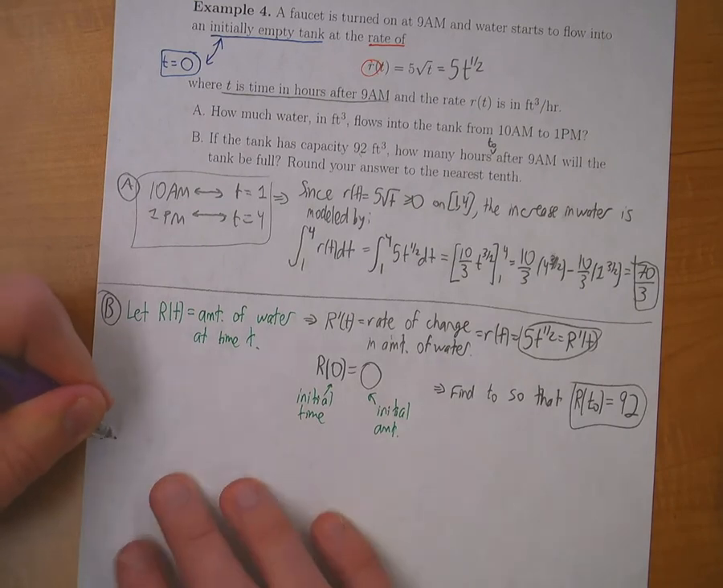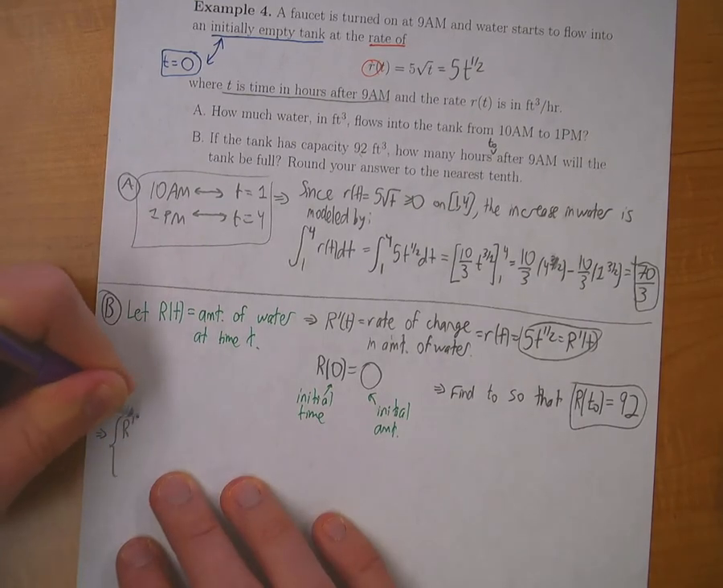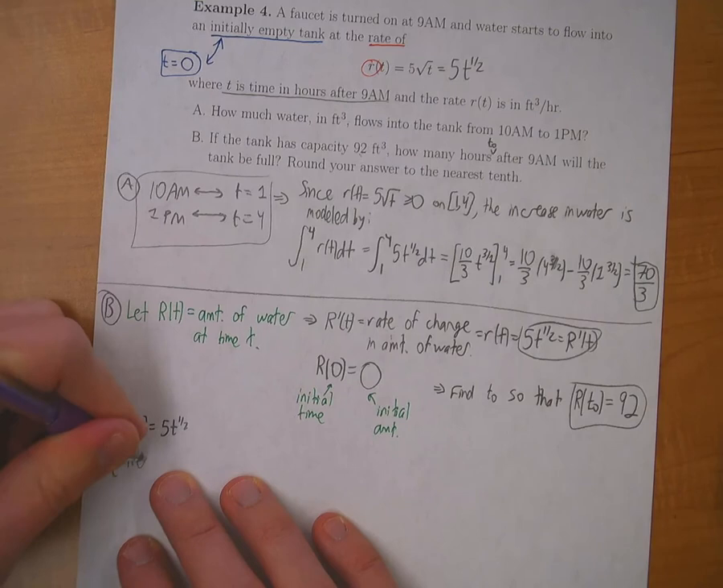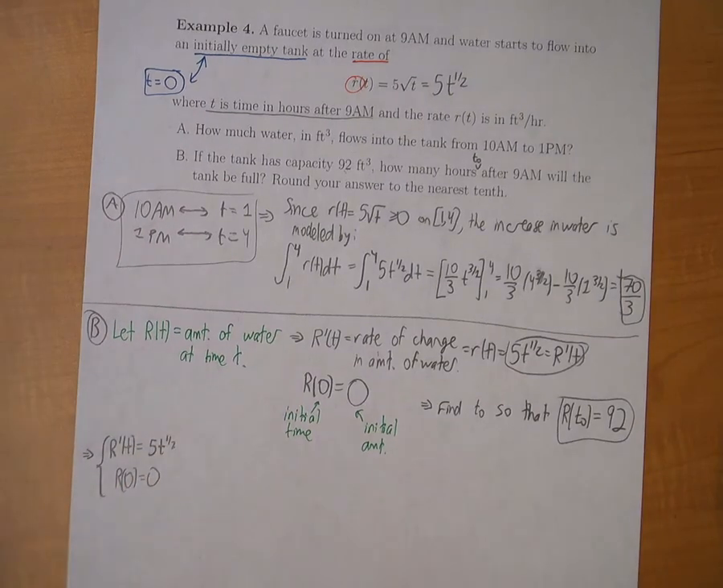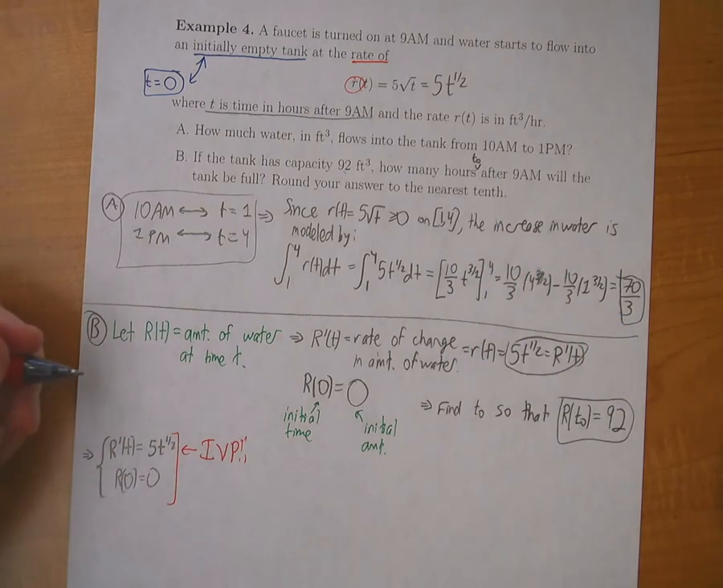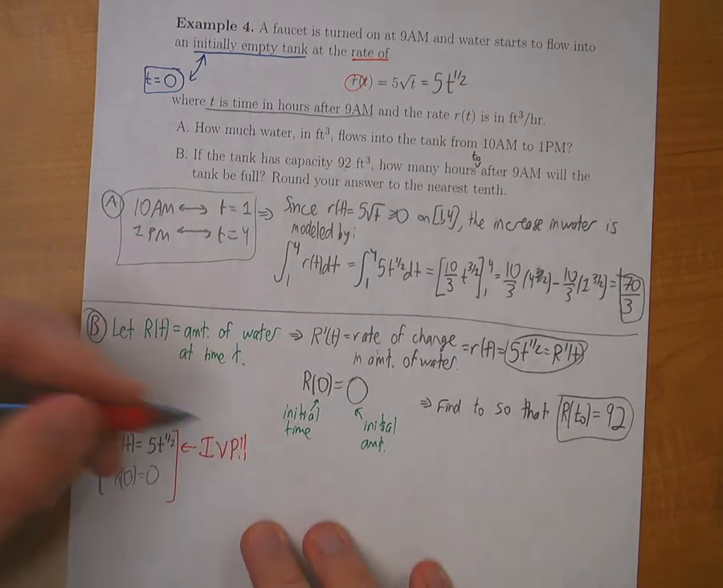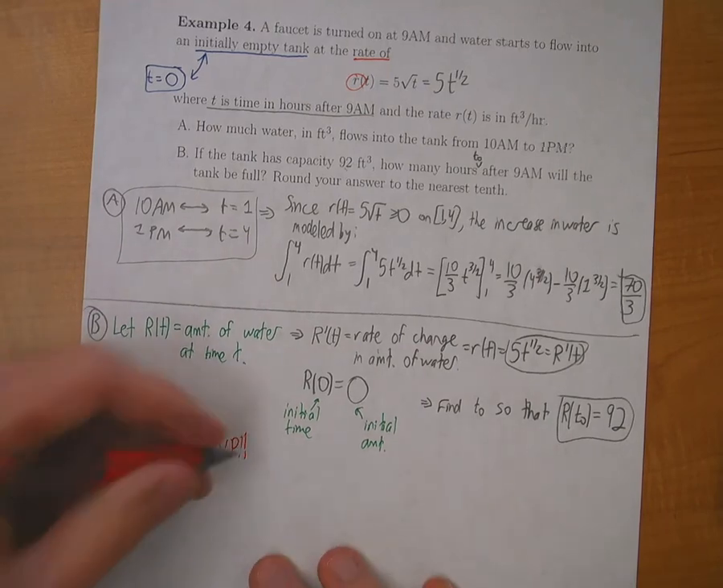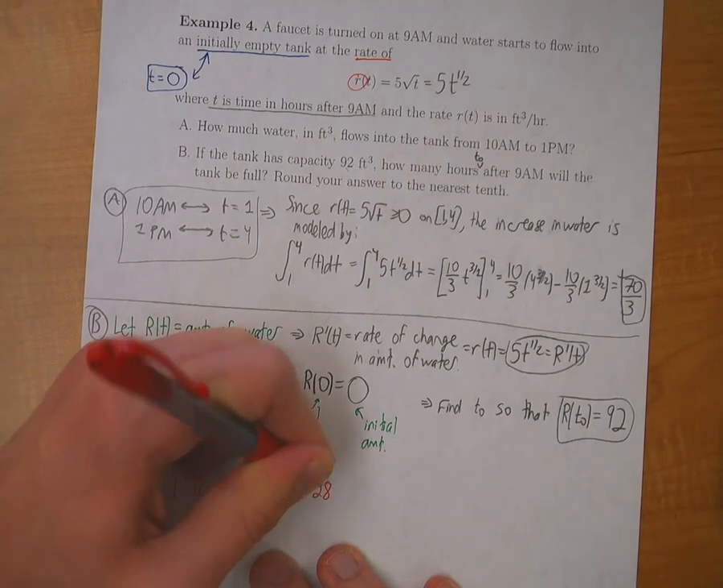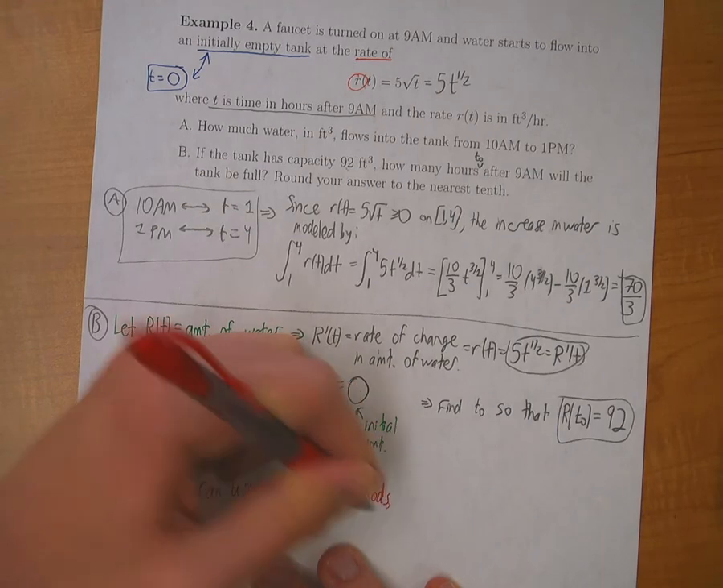So you say, all right, wait a minute. If you take a look at what we're given, we have R prime of t equals 5 times t to the 1/2, but at the same time, we're also given R of 0 equals 0. Huh, that looks like an initial value problem. That looks like an initial value problem, doesn't it? IVP. Okay? So you could use the techniques that we used in lesson 28 to solve this. So we can use lesson 28 methods. So you could do that.